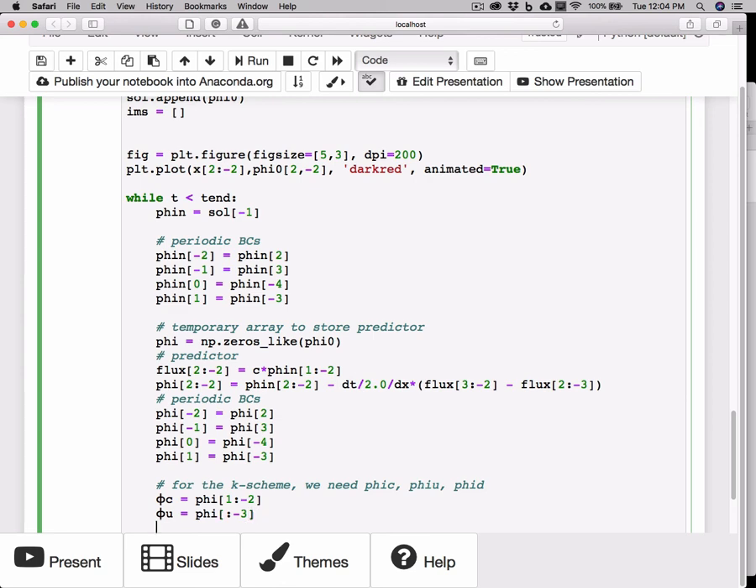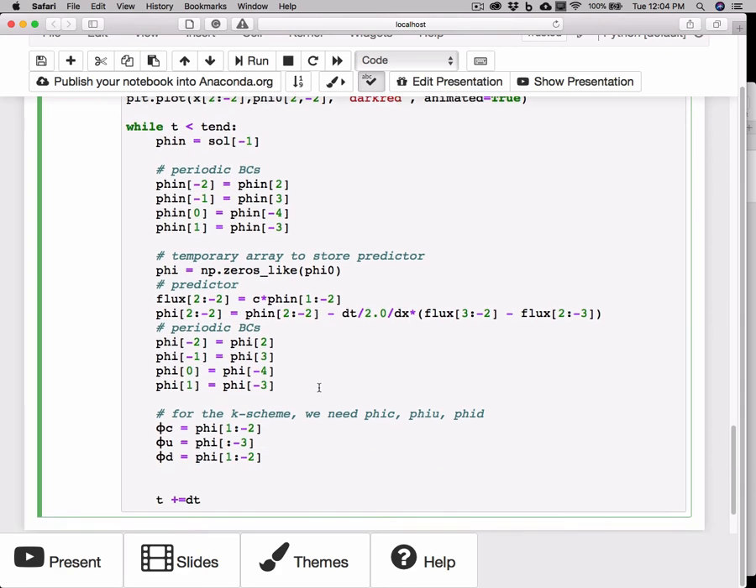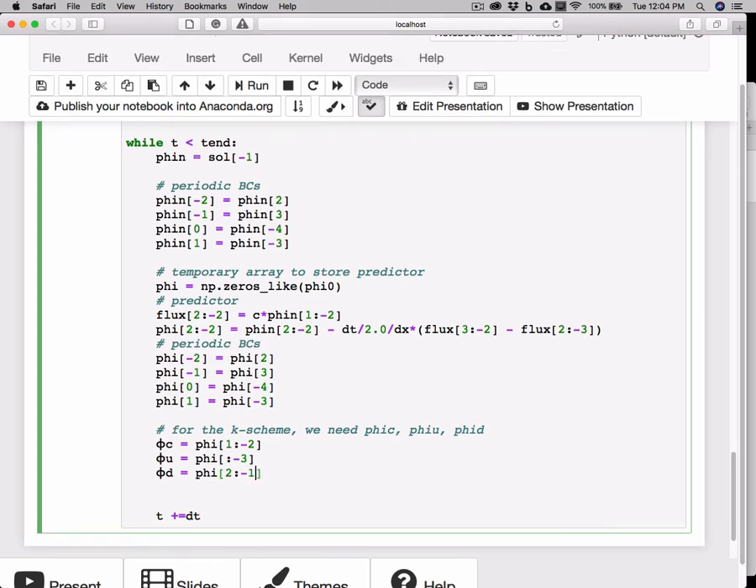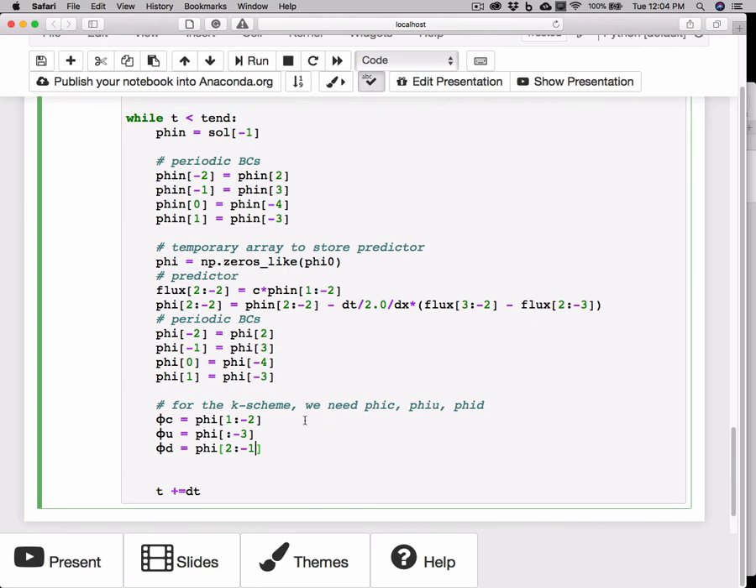So 0 to minus 3. And then phi downwind is going to go, you just simply add 1, right? To minus 1. Okay? So that's phi upwind. That's phi far upwind. And that's phi downwind. Okay?